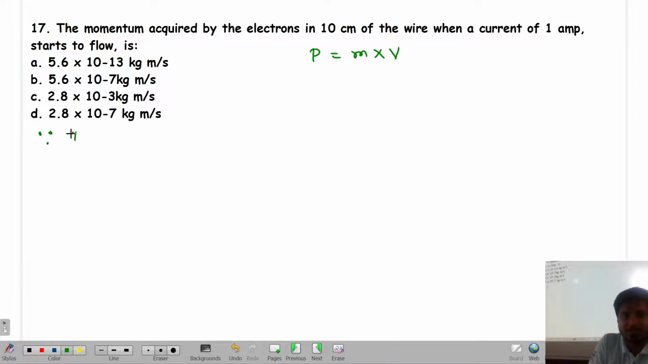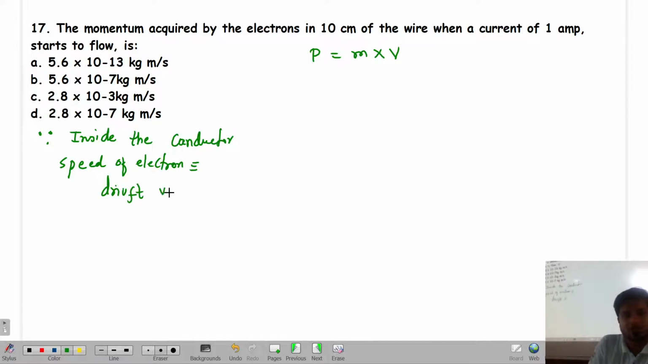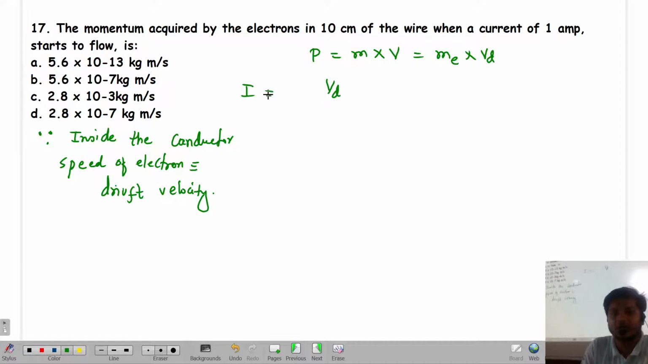Inside the conductor, first concept is that the speed of electron is equal to drift velocity. Yes or no? Sir, I am writing drift velocity spelling wrong. Drift velocity. So this momentum will be mass of electron into drift velocity. Drift velocity is what? You know, I is equal to n e A v_d. Yes or no? So drift velocity will be what? Current by n e into area.